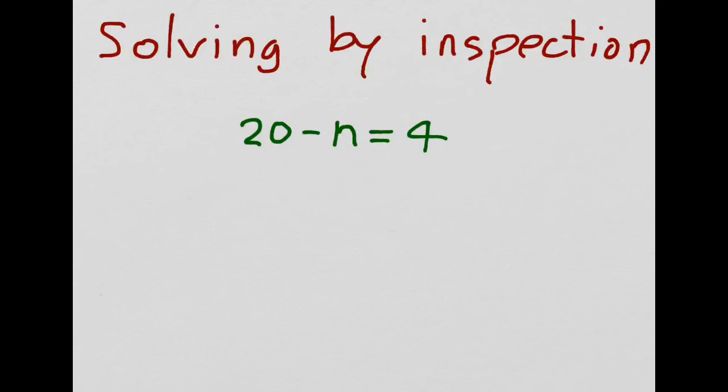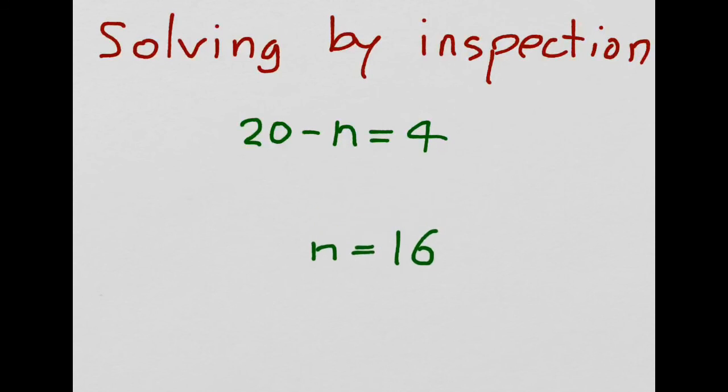Sometimes it's better just to look at the equation and figure out what the missing number is. This is called solving by inspection. So we say to ourselves, 20 take away what is 4? 20 take away 16 is 4, so n has to be 16.